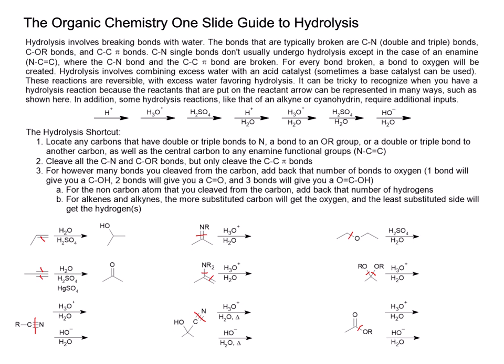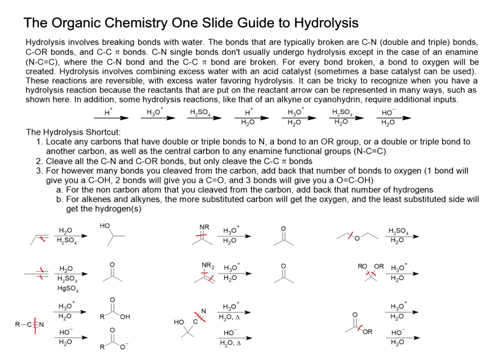For the nitrile, we cleaved 3 bonds, so we're going to get back 3 bonds to oxygen. In the case of an acid catalyst, we're going to get the carboxylic acid, and in the case of the base catalyst, we're going to get the carboxylate anion. For the imine, we cleaved 2 bonds, so we're going to get back 2 bonds to oxygen. Same goes for the enamine. Notice the carbon that was bonded to the nitrogen and had the pi bond is where we're going to put the double bond O.